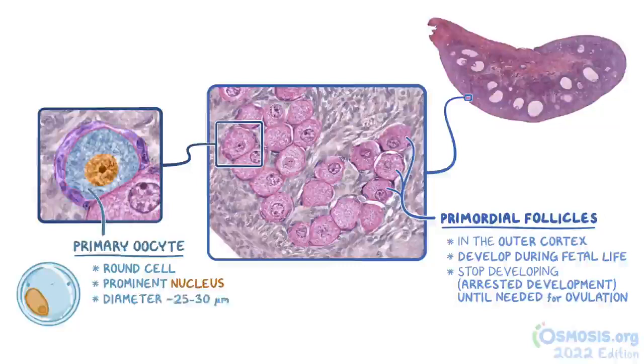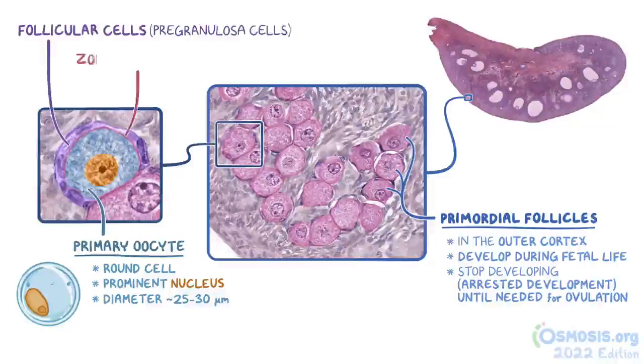The outermost layer of the primordial follicles is a single layer of flattened follicular cells, which are pregranulosa cells. The zona pellucida is a very thin, pink or eosinophilic layer of glycoproteins that sits between the primary oocyte and the outer follicular cells.